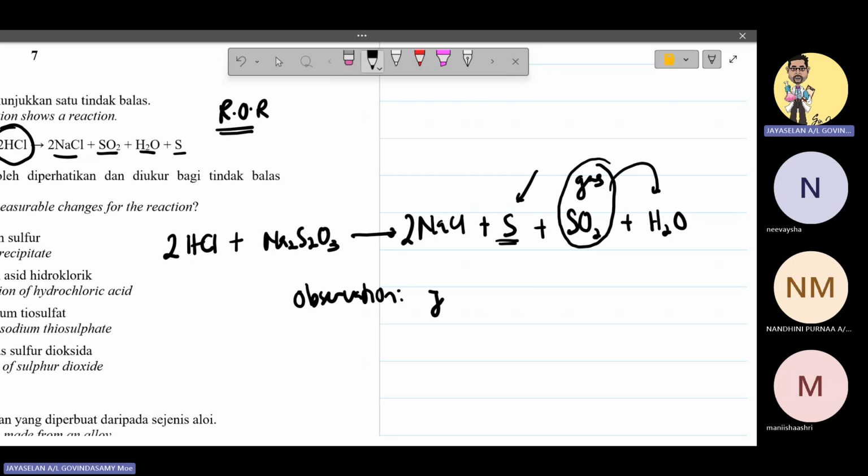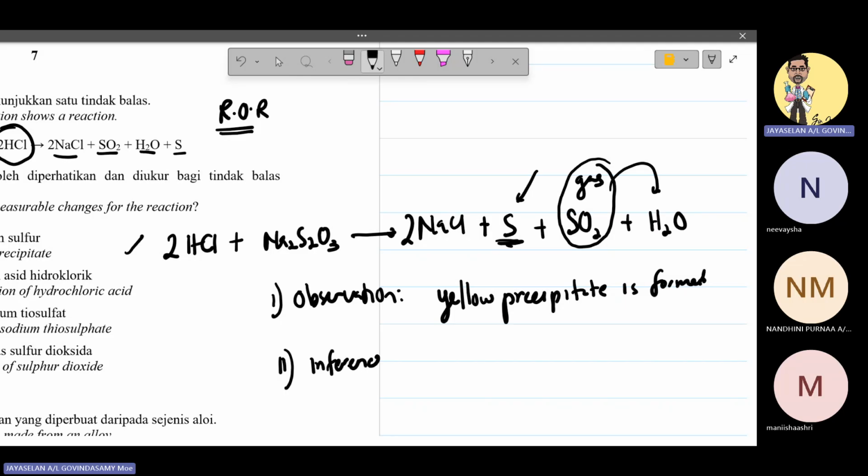So what is your observation? Your observation, just put yellow precipitate is formed. Then they will ask the first question, equation, you already scored 2 marks. Then: state your inference. Why did you say yellow precipitate is formed? Very simple. You put here sulfur is formed. You already score 1 more mark.